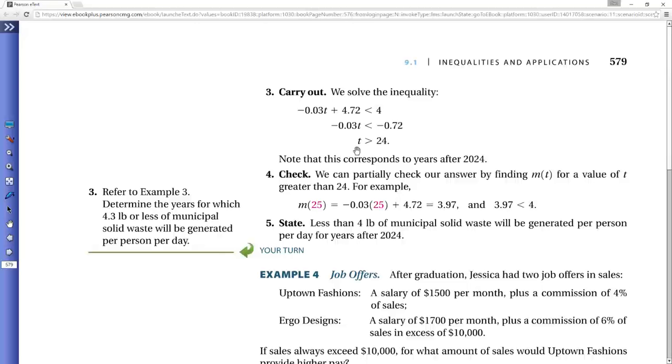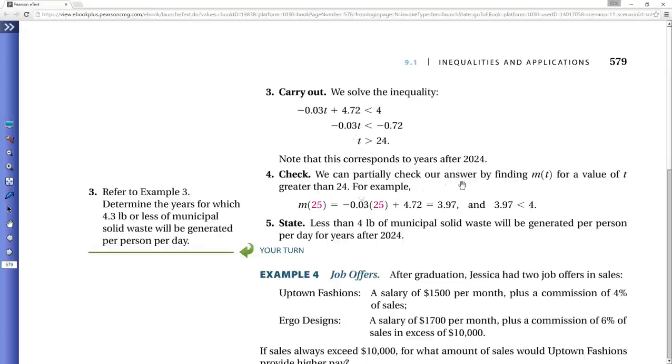So what does that t mean again? It means years after the year 2000. So in 2024, would it work? No, it has to be greater than. So the next year, in 2025, 25 years after that, right? It should work according to this inequality.